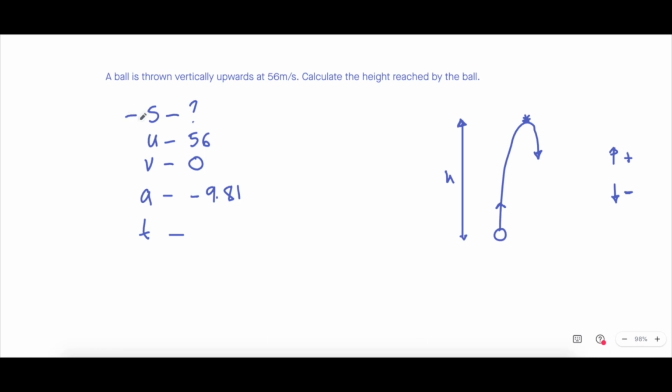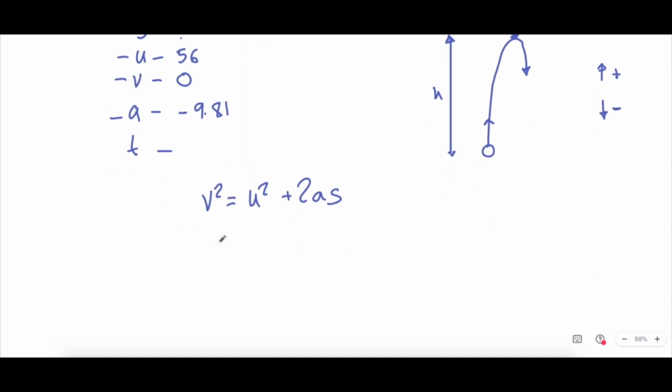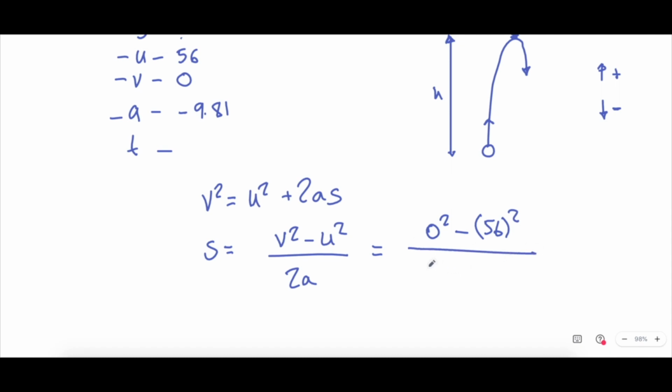We want an equation with s, u, v, and a in it. That would be v squared equals u squared plus 2as. We can rearrange that to get s equals v squared minus u squared over 2a, which will give us 0 squared minus 56 squared, divided by 2 times minus 9.81. When you do this, the minus at the top and the minus at the bottom cancel out. Otherwise, if you kept this as plus 9.81, you would get a negative value. And when you put that into your calculator, you should get 160 meters.